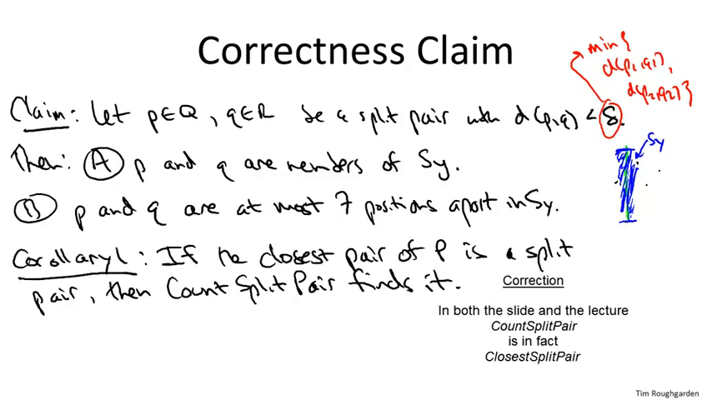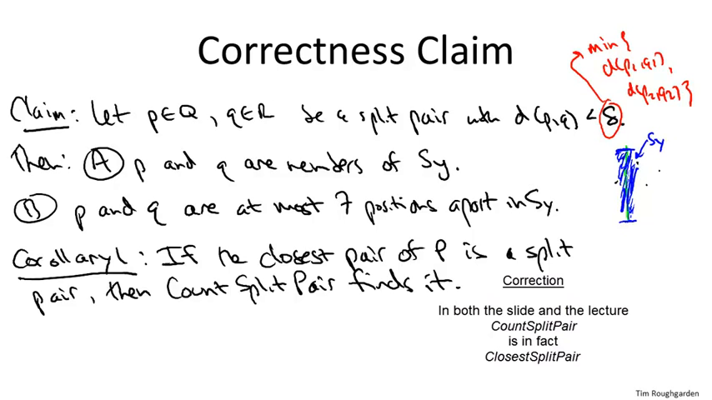Now, what's the content of the claim? Well, the claim is guaranteeing that every potentially interesting split pair of points, namely every split pair of points with distance less than delta, meets both of the criteria which are necessary to be examined by the count split pair subroutine. First of all, and this is the content of part A, if you have an interesting split pair of points with distance less than delta, then they'll both survive the filtering step. They'll both make it into the array SY. Part A says that.